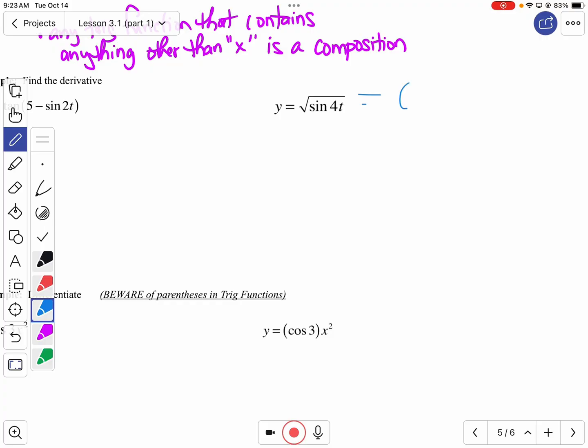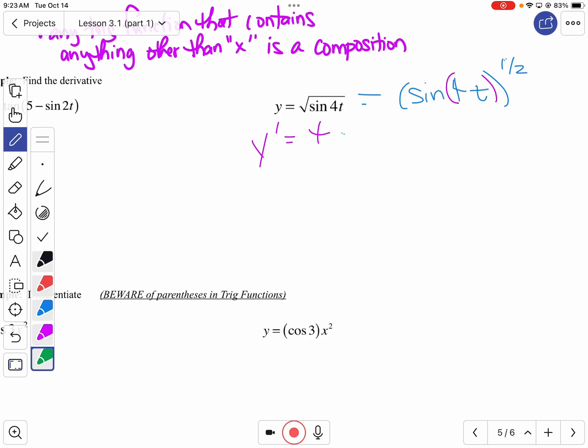So I'm going to rewrite this as the sine of 4t to what power? Because it's a square root. 1/2. Okay. Now, I know this is a multi-link chain because 4t is inside as well. So let's start with the most inside function. So y prime, what is going to be the derivative of just 4t? 4. Okay. All right. So we got that.